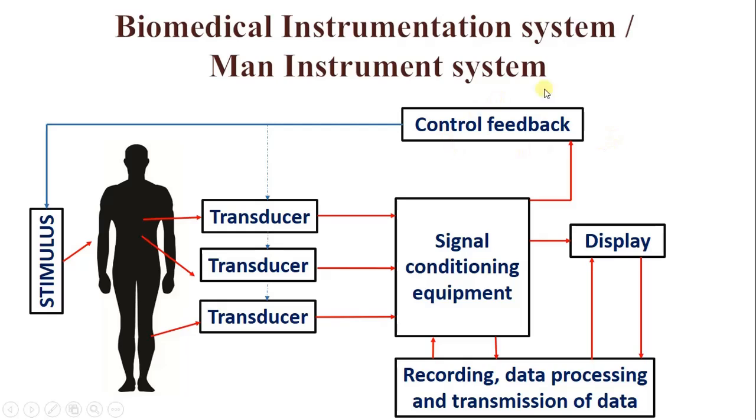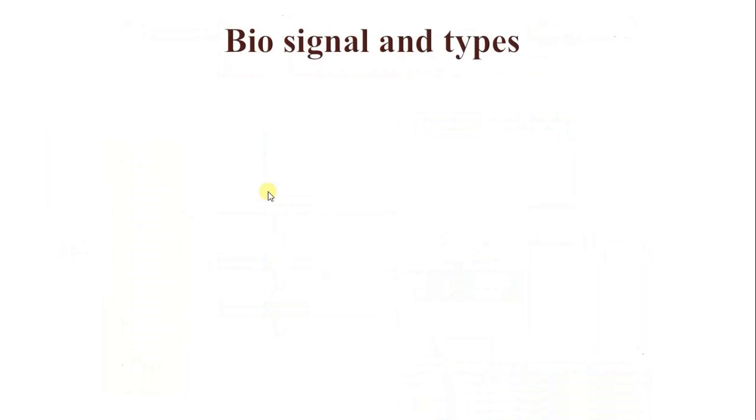It usually consists of a feedback loop in which some part of the output from the signal conditioning or the display equipment is taken and used to control the system in some way. So this is the block diagram of the man instrumentation system or the biomedical instrumentation system. And from a very long time I am seeing biosignal.